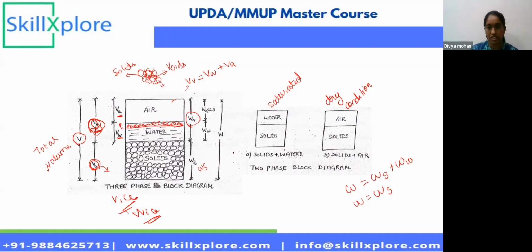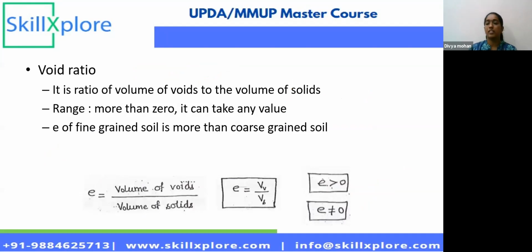I've only discussed three-phase and two-phase diagrams. Okay, we'll directly go into the terminologies like void ratio, porosity, and everything. These are the parameters which tell about the soil condition in mathematical data.